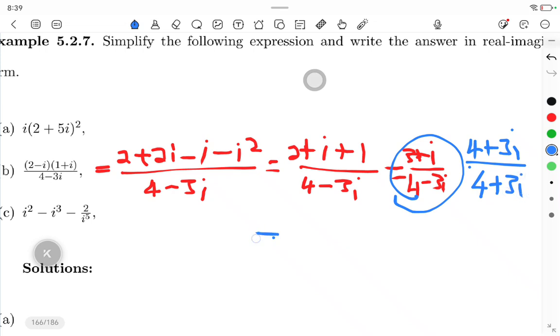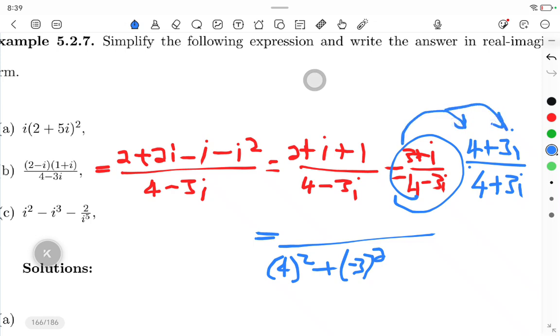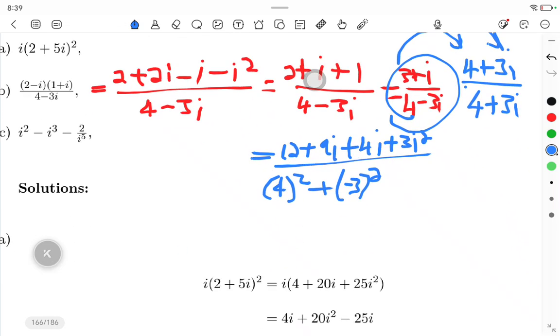Then this is just going to give us 12. This is i squared, so it's just going to be minus 3. 12 minus 3, then 4 plus 9 is going to be 13i, all over 16 plus 9. Then this is just going to be 25 in the denominator. The numerator is going to be, I think, 9 plus 13i, if I calculated correctly, right? Then if we check, that's what we got.